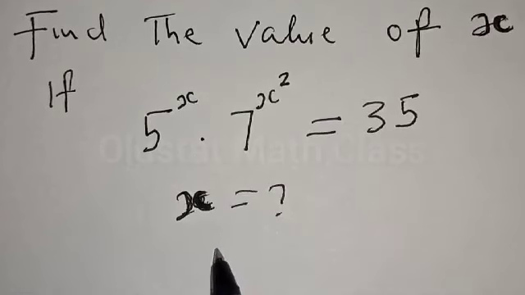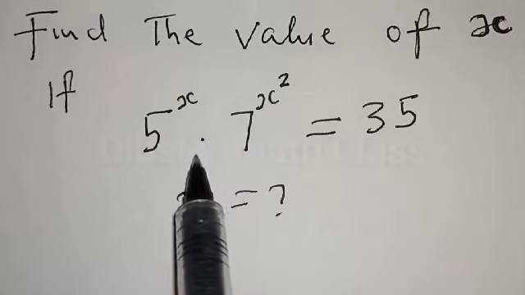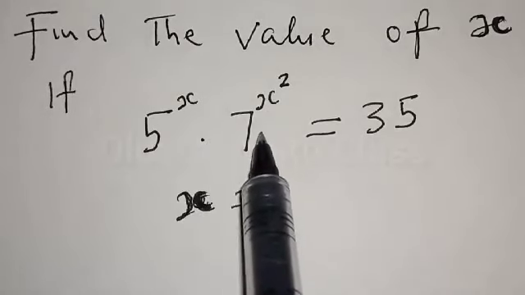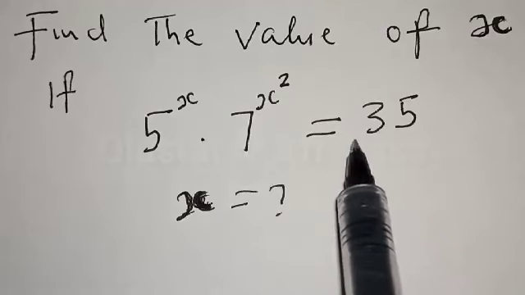Hi everyone, welcome to my class. In today's class, we want to look at how to find the value of x from this given exponential equation: 5 raised to power x multiplied by 7 raised to power x squared is equal to 35.